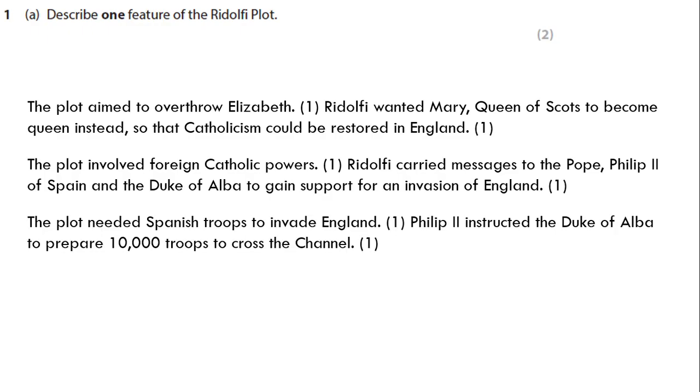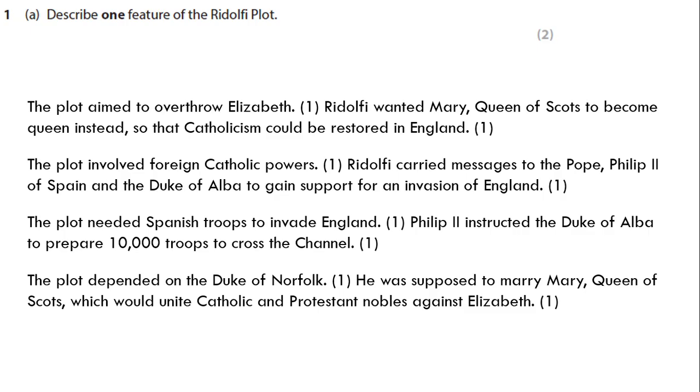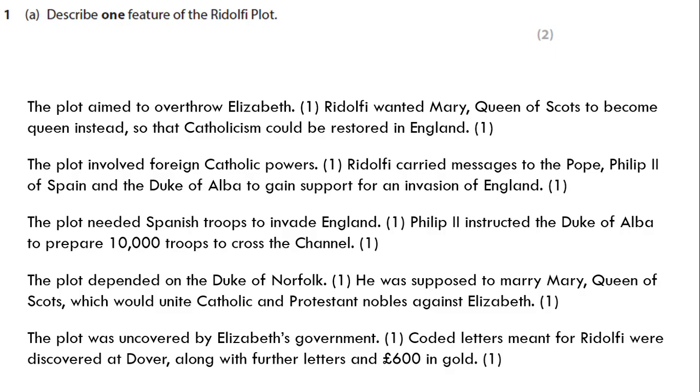The plot needed Spanish troops to invade England. Philip II instructed the Duke of Alba to prepare 10,000 troops to cross the Channel. The plot depended on the Duke of Norfolk. He was supposed to marry Mary Queen of Scots, which would unite Catholic and Protestant nobles against Elizabeth. And the plot was uncovered by Elizabeth's government. Coded letters meant for Rodolphi were discovered at Dover, along with further letters and £600 in gold.